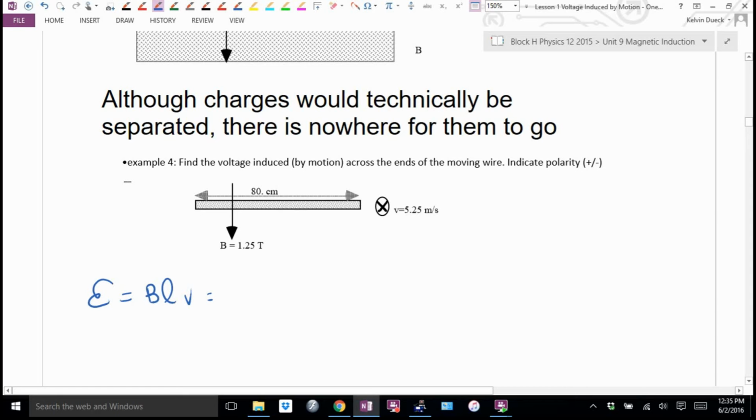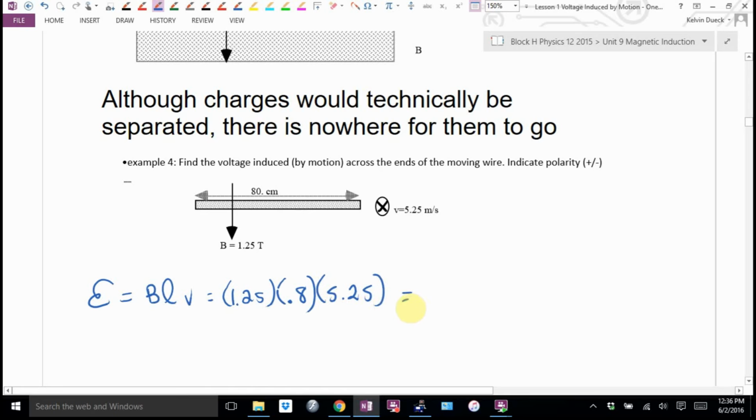Manny, how big is the magnetic field in this question? Good, thank you. Manny, how big is the length in this question of wire? Don't say 80. 0.08? How about 0.8? Yes. And what's the speed?